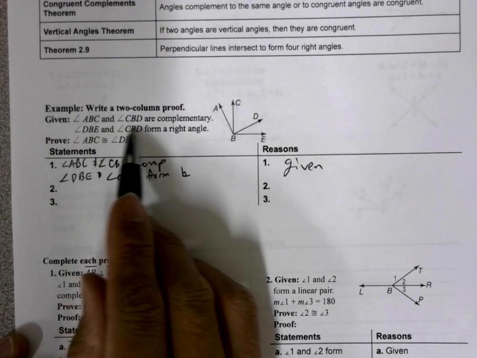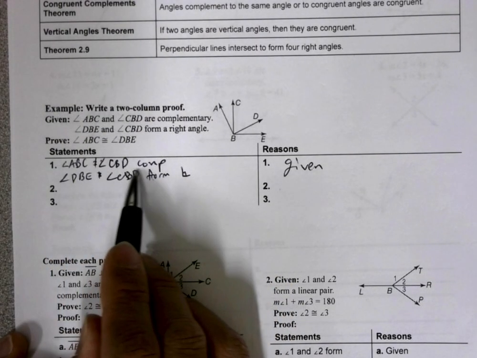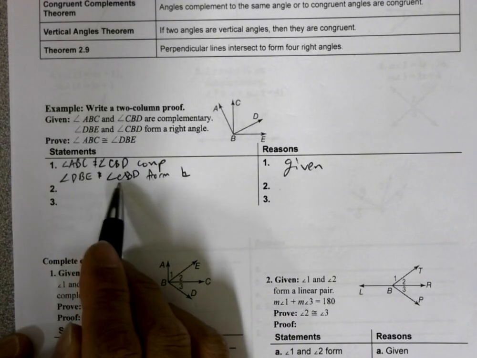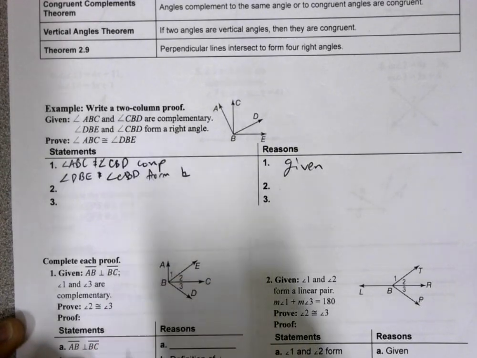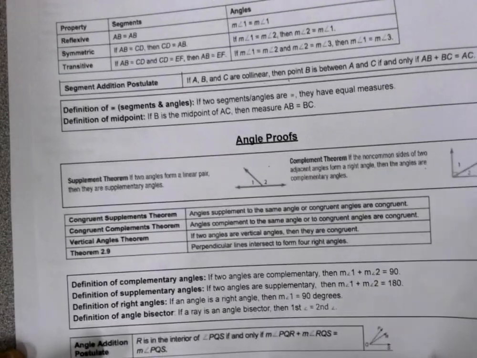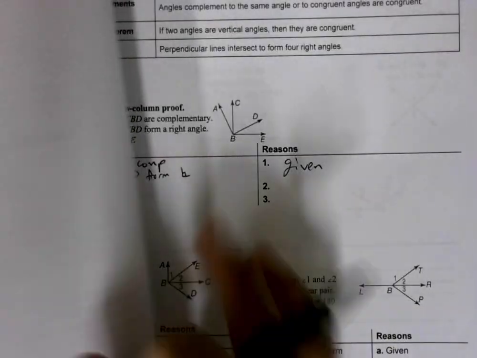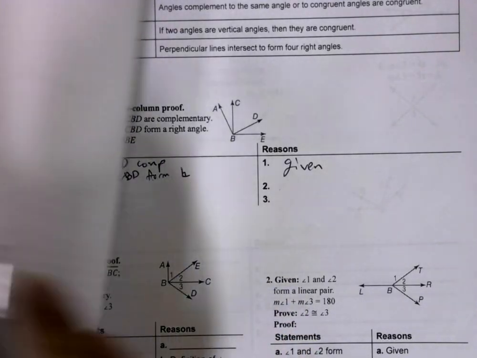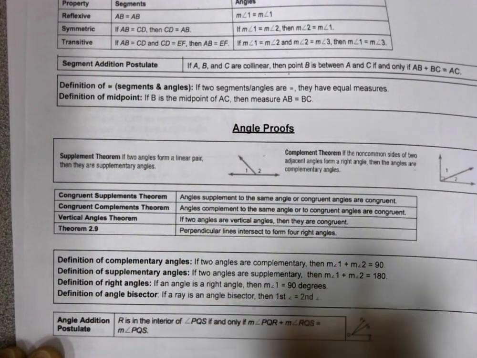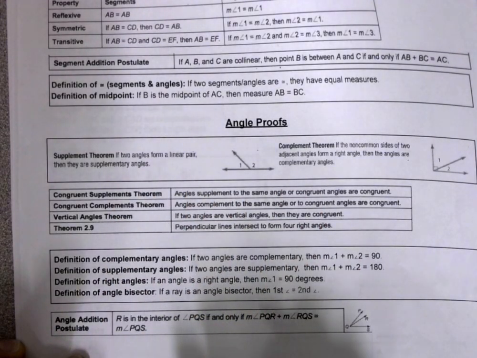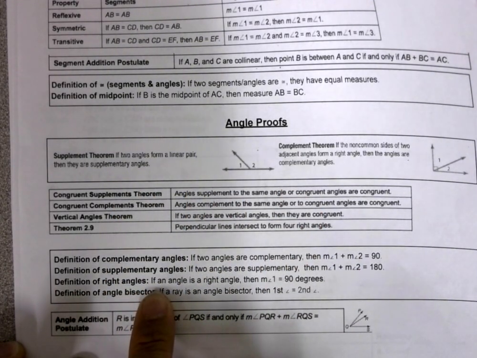So we have one comp statement. It's right here. It's our first statement. We need to convert this statement, angle DBE and angle CBD form a right angle, into a comp statement. Okay, and so how do we do that? Well, if we're looking on our proof sheet down here in the angle section, what are we given? We're given two angles form a right angle. There's only one theorem on this sheet that starts with if we have a right angle. Oh, actually we have two. We have definition of right angles also, right?